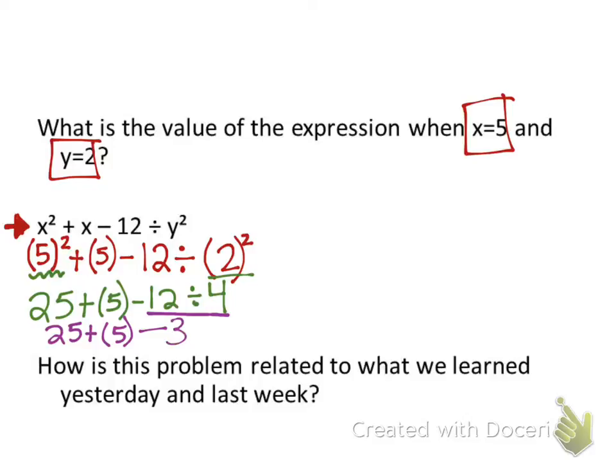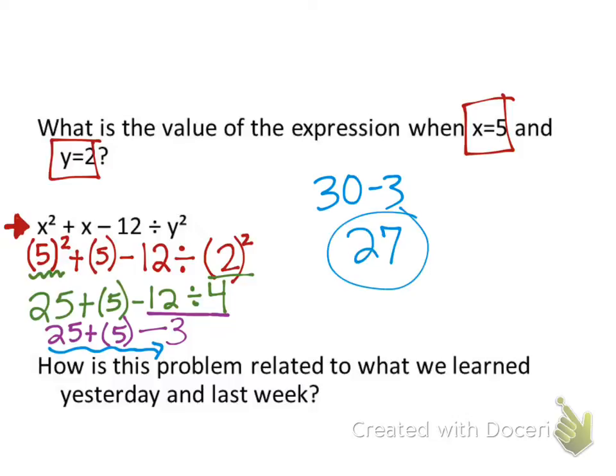Great. Now I'm to the step where it's all addition and subtraction. So you can just add and subtract from left to right. What is 25 plus 5? And what is 30 minus 3? Very good. So the answer to this one is 27. Any questions?